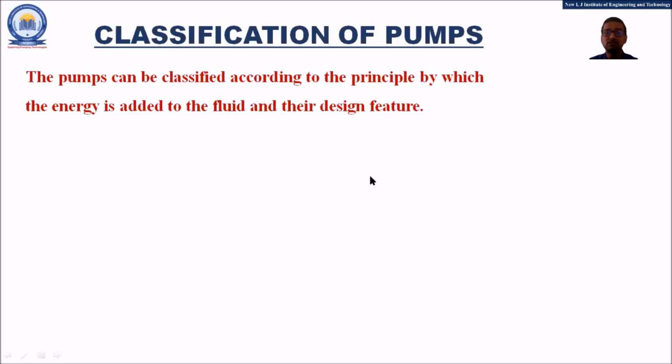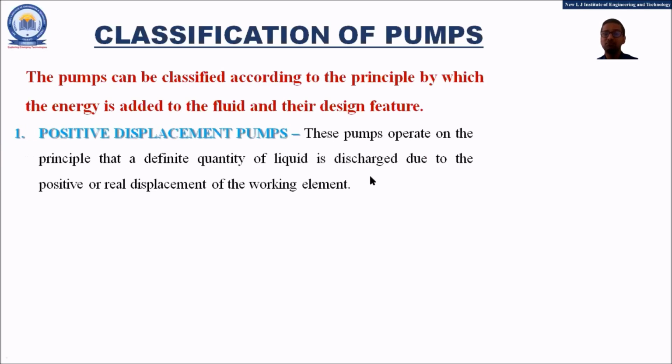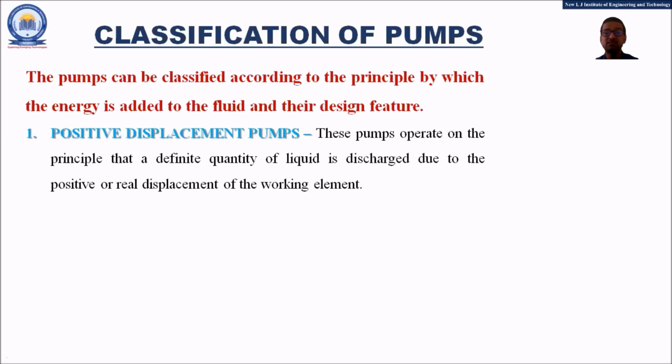So in the classification, the first name of the pumps is the positive displacement pumps. These pumps operate on the principle that a definite quantity of the liquid is discharged due to the positive or real displacement of the working element. So friends, in the positive displacement pumps, there will be a positive or real displacement of the working element, and because of this positive displacement, a definite fixed quantity of the liquid will be discharged from the pump.